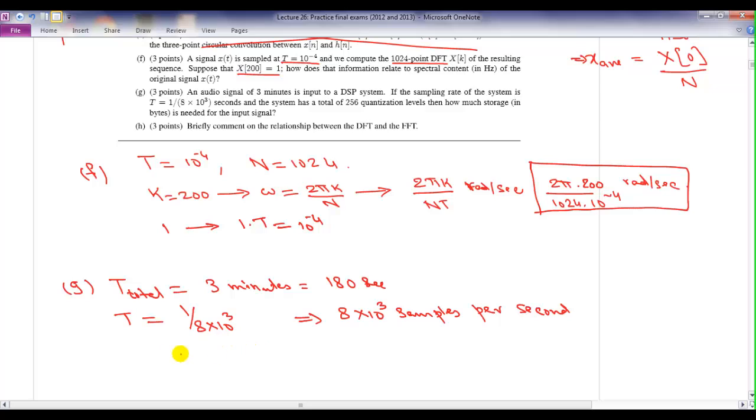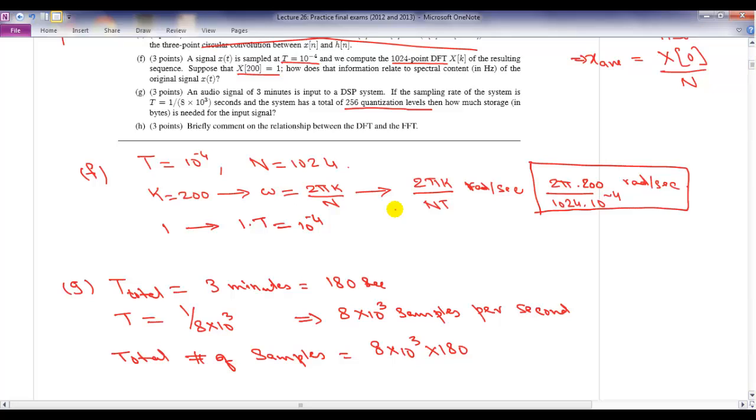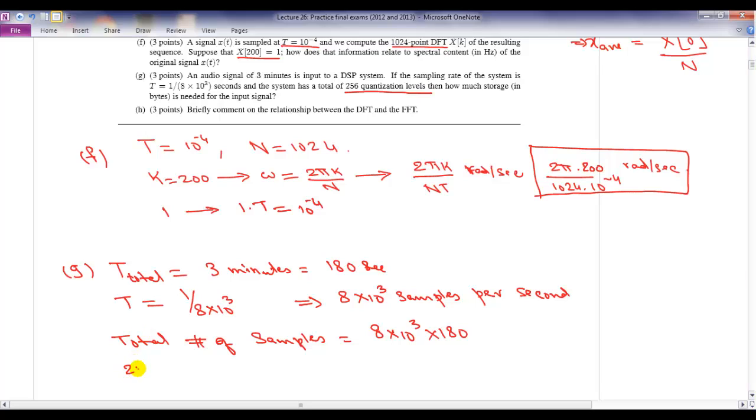So how many total samples did we collect? The total number of samples is simply the total number of seconds times samples per second. So that's 8 into 10 to the 3 into 180. Now you're told that the system has 256 quantization levels. So remember the relationship between the number of bits and the number of quantization levels. How many bits do you need for 256 quantization levels?